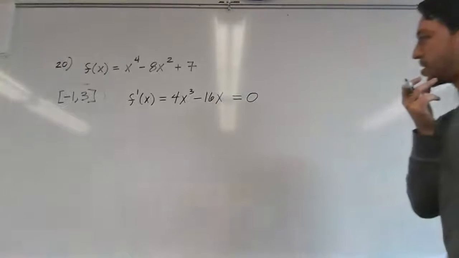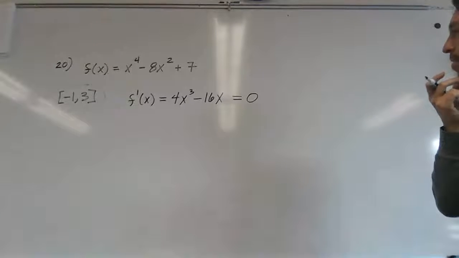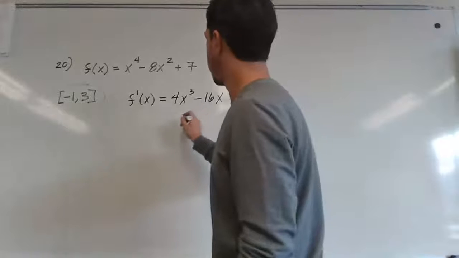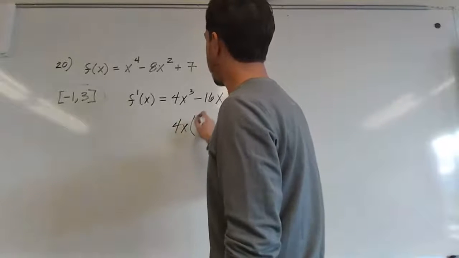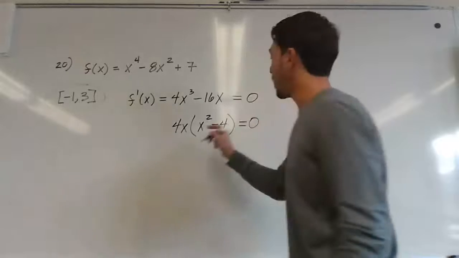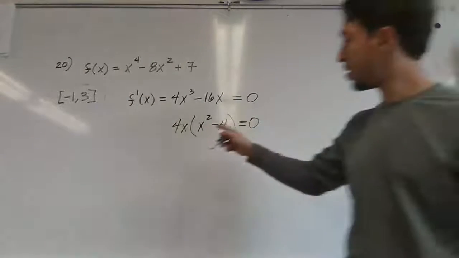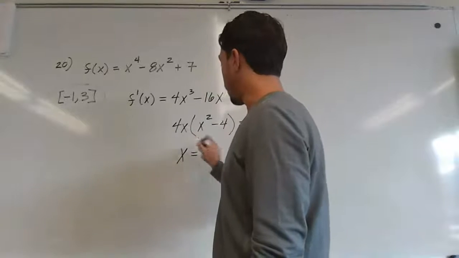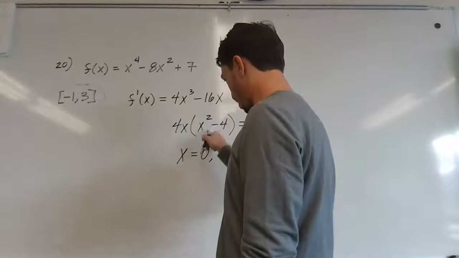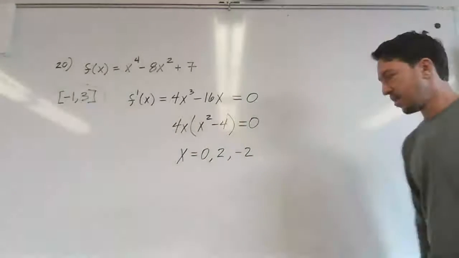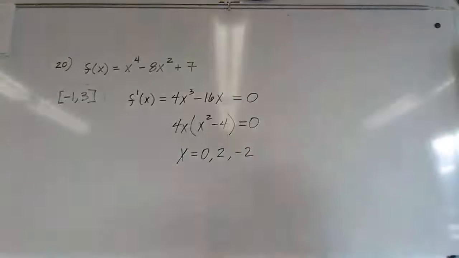So a little bit of algebra now. What do I do here? 4x. Yeah, put 4x inside. And now I can see there are actually 3 solutions to this: 0, and then 2, and also -2. Not in any order there.